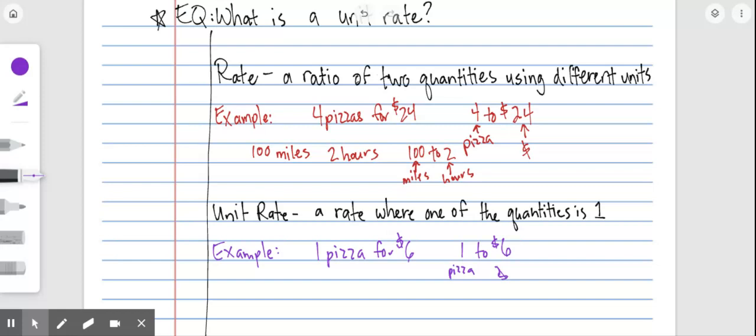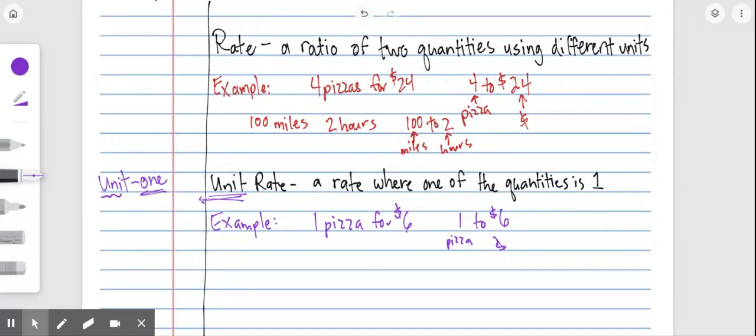Something to really emphasize here is this word unit. It has a base like uni, like unicycle and unicorn, and unifix cubes. This means 1. The word unit means 1, as in one of the quantities is the number 1. So unit rate comes from the word 1.